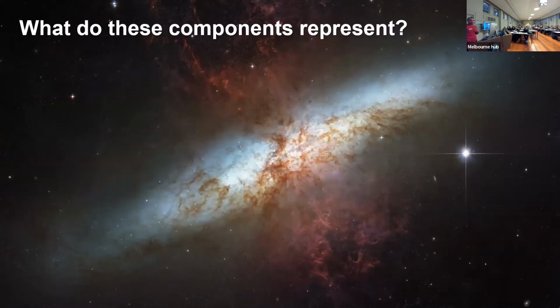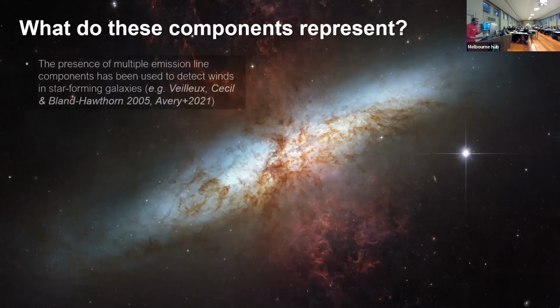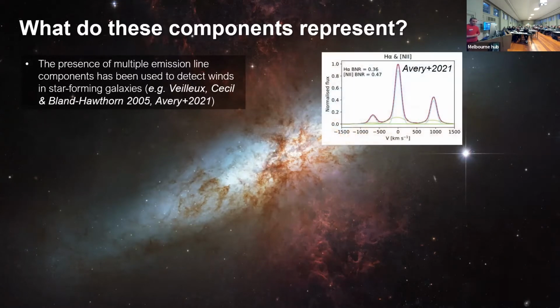So what do these individual components actually represent? Well, we know from the literature that the presence of multiple emission line components in star-forming galaxies has been used to detect winds driven by star formation. For example, in 2021, Avery et al. used unresolved spectroscopy from MaNGA to classify galaxies as having outflows if they contained a broad second emission line component.